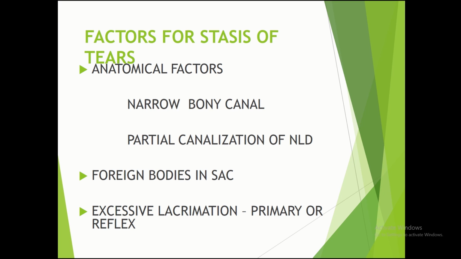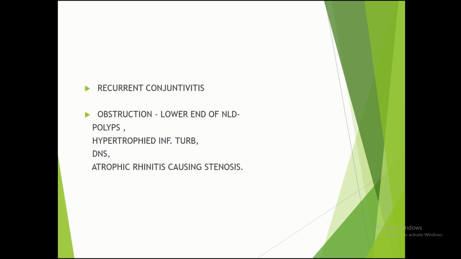What are the factors for stasis of tears? Anatomical factors are narrow bony canal or the partial canalization of the nasolacrimal duct, presence of foreign bodies in the sac, and excessive lacrimation, which may be either primary or reflex, can lead to stasis of tears. Recurrent conjunctivitis, as well as obstruction of the lower end of the nasolacrimal duct. The lower end of the nasolacrimal duct can get obstructed due to polyps, hypertrophied inferior turbinate, deviated nasal septum, or because of atrophic rhinitis, which causes stenosis of the lower end of the nasolacrimal duct.